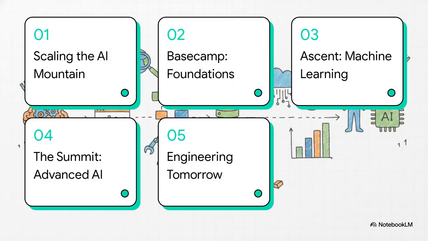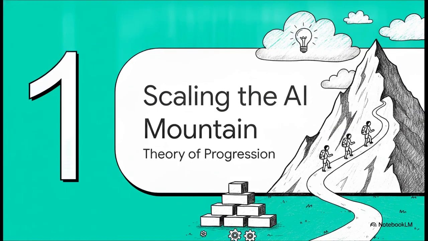So to keep us from getting altitude sickness, we'll break this climb into 5 distinct phases: scaling the AI mountain, packing our gear at base camp, the ascent into machine learning, reaching the summit of advanced AI, and finally, engineering tomorrow's future. All right, phase 1, scaling the AI mountain.